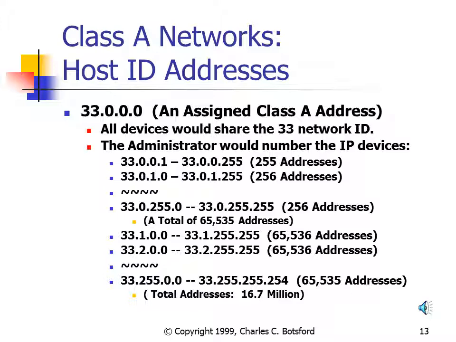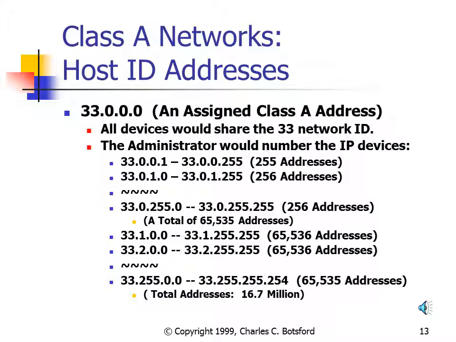Determining the actual host IDs available to a Class A network can be a bit tricky. Now in this example, we've been assigned the Class A address 33.0.0.0. All devices on our network would start out with 33.0.0.0. That's our network address. And then we would have the last 3 octets to start assigning host IDs. Remember, a Class A address gives us over 16 million different host IDs. The first host ID we could use would be 33.0.0.1, and then we would increment that, the 1, the 2, the 3, all the way up to 255.